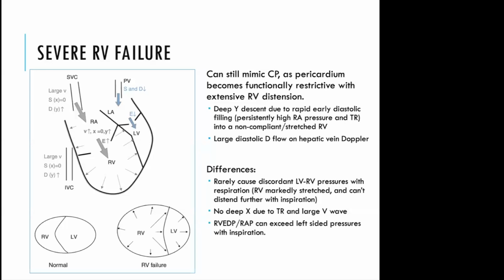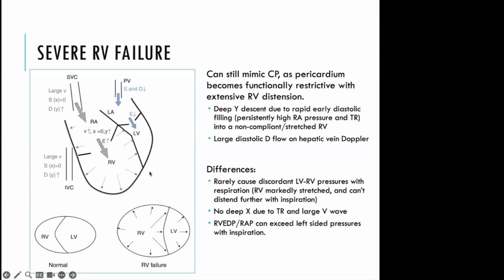We also get a large diastolic flow reversal on our hepatic vein Doppler. Again, some overlap that we see with constriction. The differences that we see, though, are that you rarely cause any discordant LV or RV pressures with respiration. The RV is markedly stretched, as you can see over here. So even with inspiration, it's very difficult at a certain point for the RV to continue to stretch or fill up with blood.